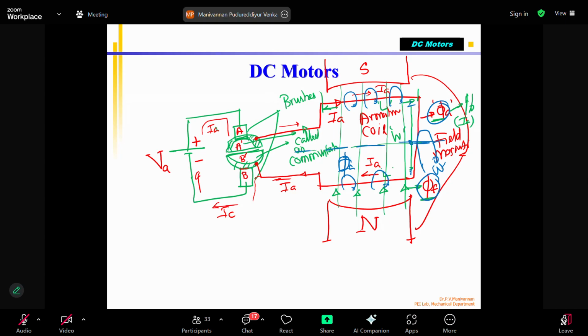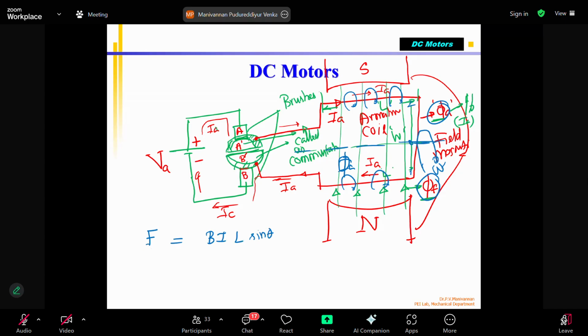Now that means these two magnets will begin, because each has a north and south pole, correct? They start exerting a force on each other, attracting or repulsive. That force we call F. F for the single turn will be given by B I L into sine theta, where F is in Newtons, correct?